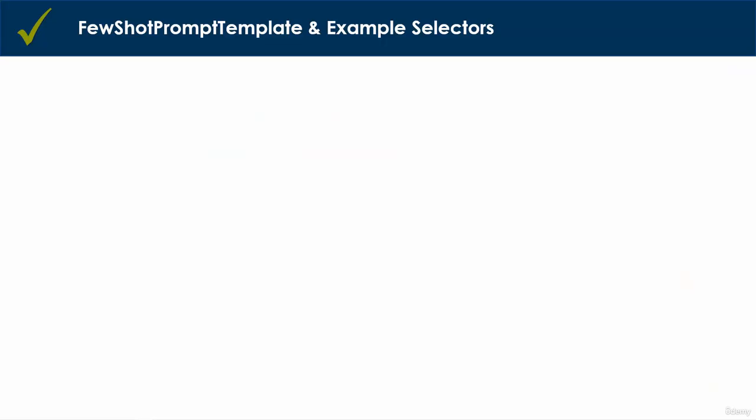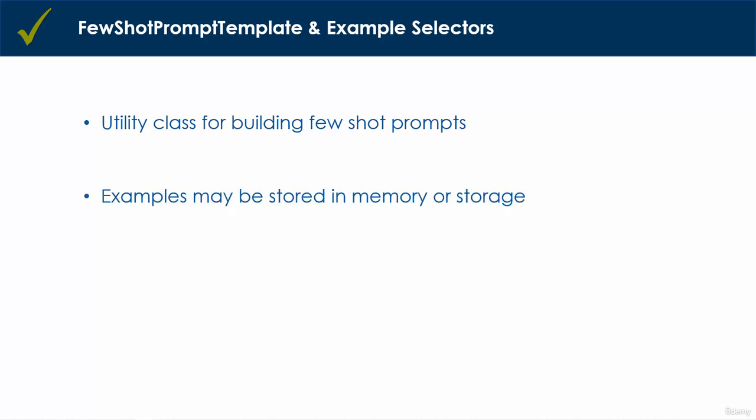Let's go over the key points from this lesson. You would use the few shot prompt template for building few shot prompts. The examples can be managed in memory or in vector storage. With the example selector class, examples are picked dynamically at runtime based on the example selector class in use.